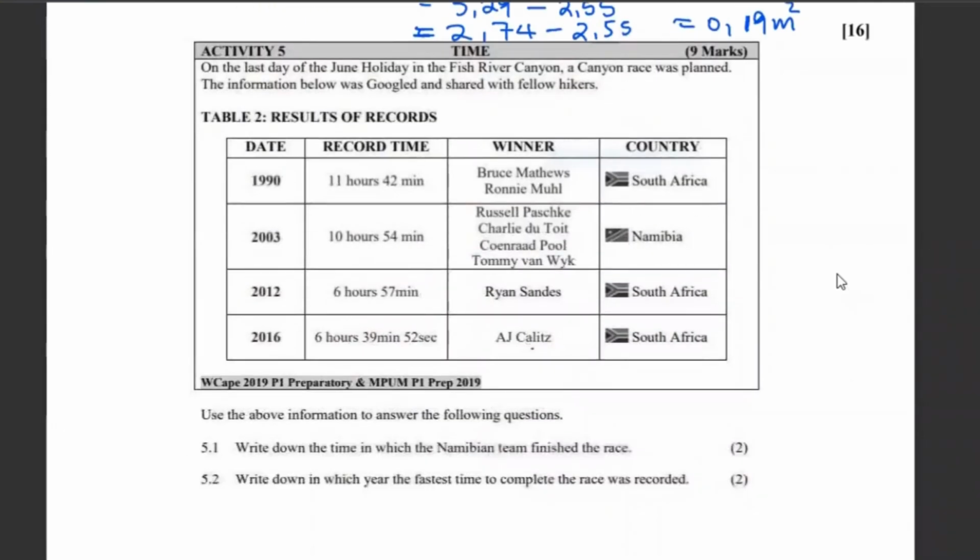This one is time, and it will be straightforward. Write down the time in which the Namibian team finished the race. You come here, look for Namibia. Oh, Namibia is here. Winner. These are the people. How much time did they take? They took... So this is the answer now, because we're looking for the time.